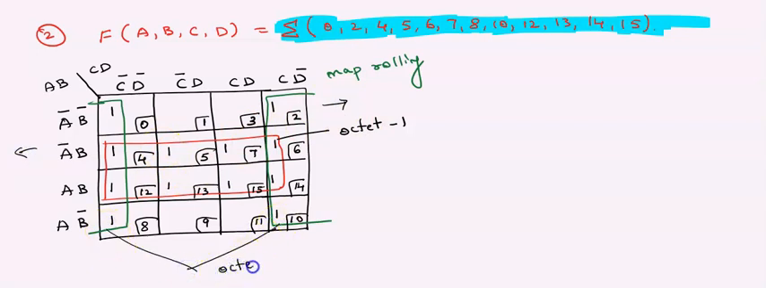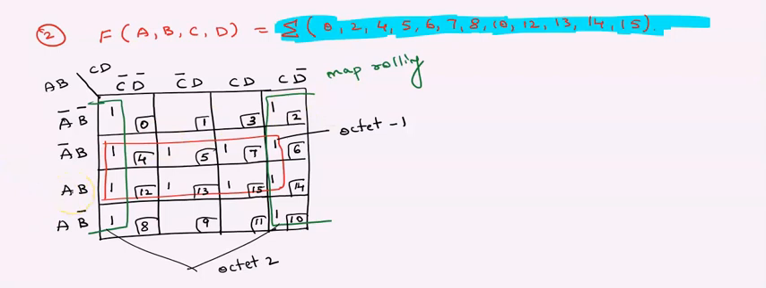This is my octet 2. Okay, here 4 elements, here 4 elements. Once you roll it, they will combine. So it will form one more octet. Okay, concepts are clear? Good. So that is called map rolling.